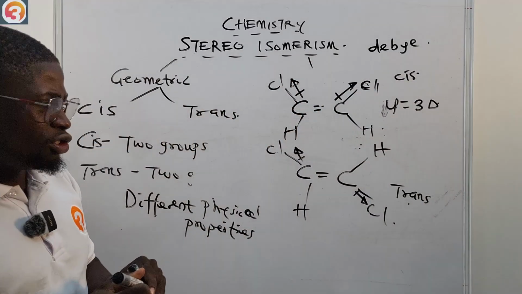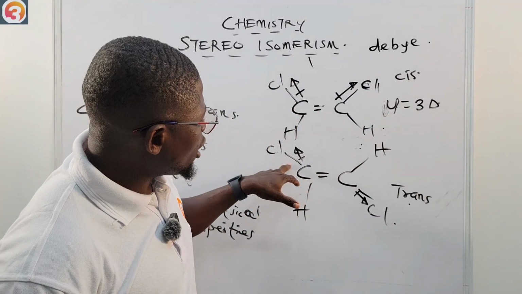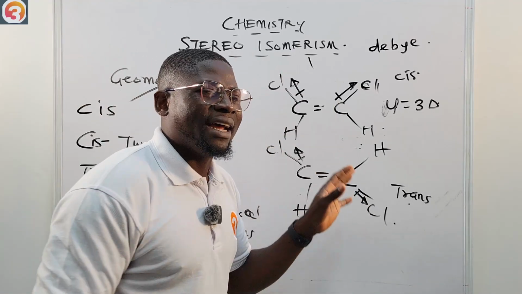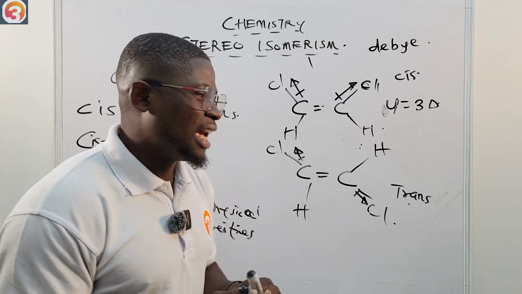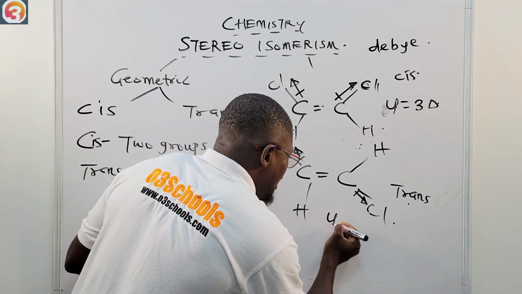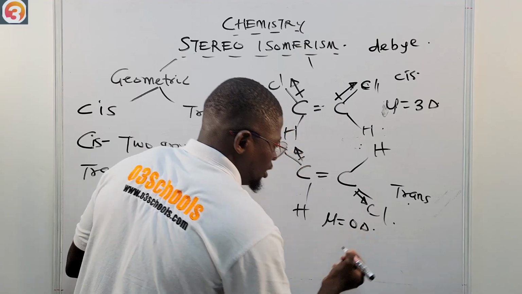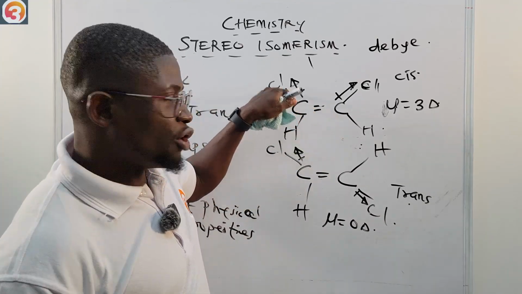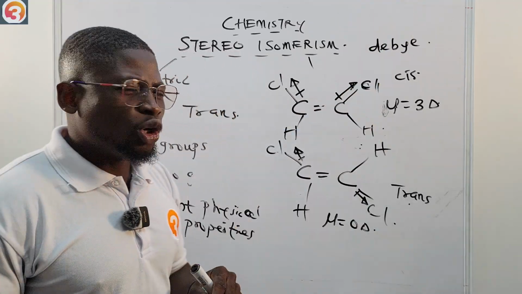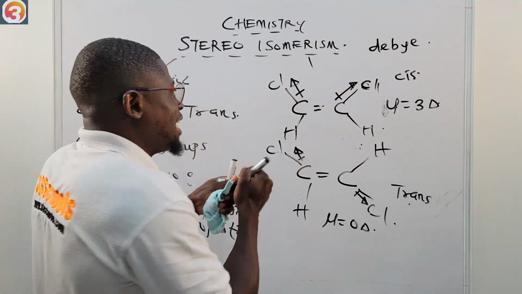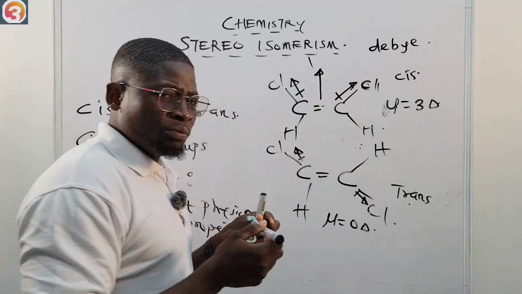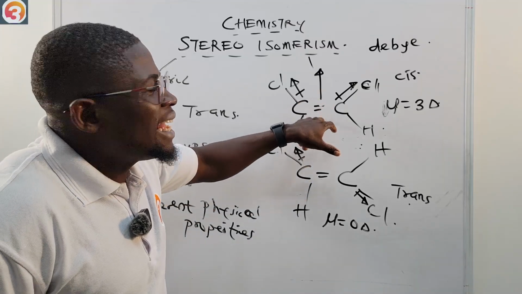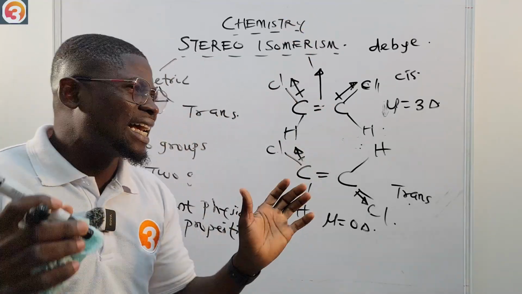For this trans isomer, you see that this arrow is going this way, while this other arrow is coming down. Because they're going in opposite directions, the arrows cancel out. That's why we say that the dipole moment here, mu, is 0 D. But for this one, this arrow is going up, and this other arrow is also going up. So there will be a net dipole moment, still going up. We can add the two vectors, and we're going to have a net dipole moment going up. It's as simple as ABC.